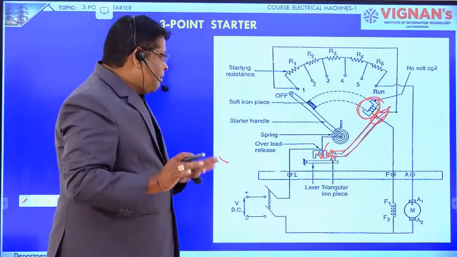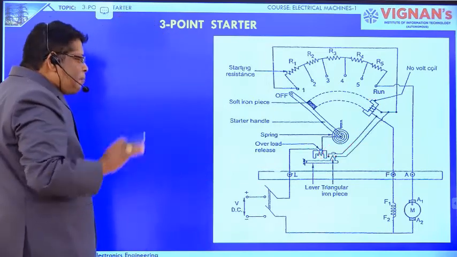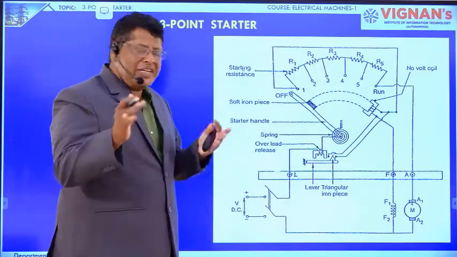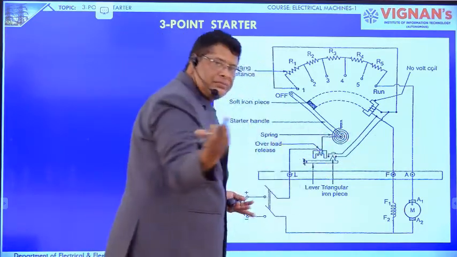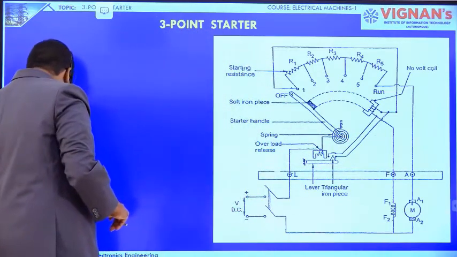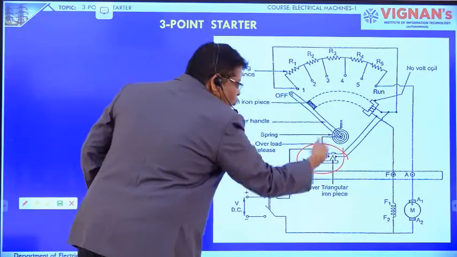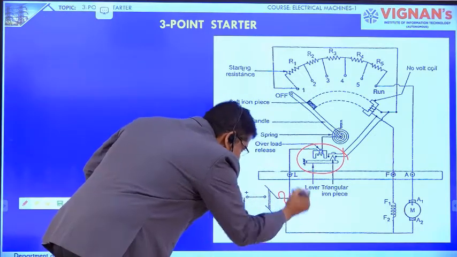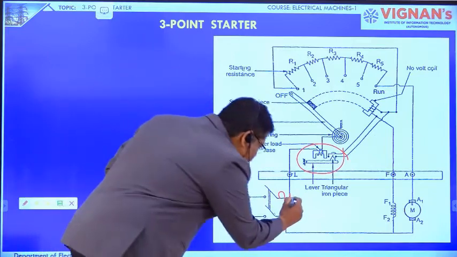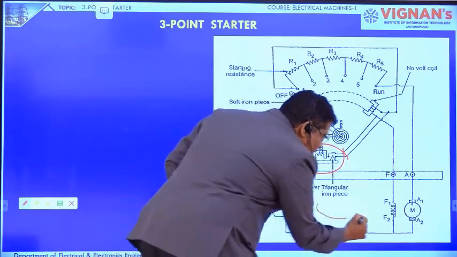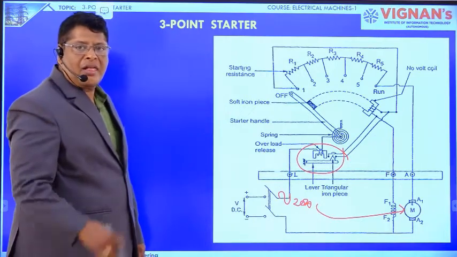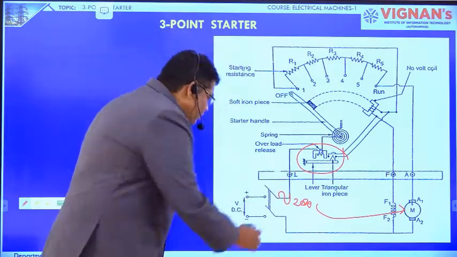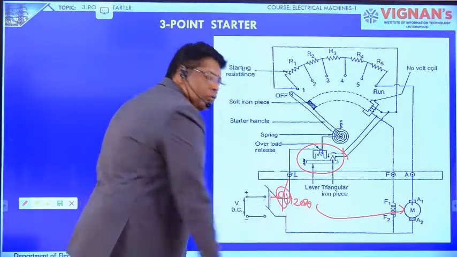But practically, if you see the 3-point starter, for overcurrent protection they simply use a fuse. That is very cheap and very simple when compared to this total setup. Suppose you use a fuse here. The rating of this fuse is 20 amperes, equal to the rating of the motor. Whenever the motor takes more than 20 amperes, the fuse will burn out and open the circuit.